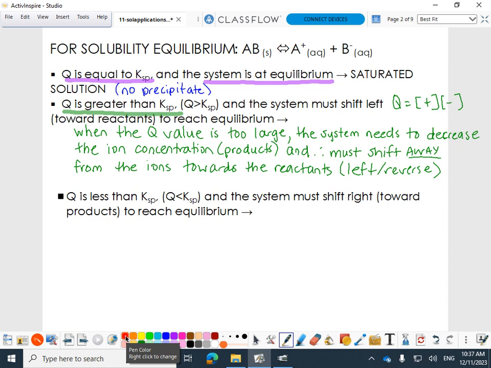Okay, so when the Q value is too large, the system needs to decrease the ion concentration, which are the products. So the shift must be away from the ions towards the reactants. We would have said that type of answer in the first section of equilibrium. Now we need to go one step further. If you're shifting to the left or reverse, then the reactant is always going to be the solid, and so you're going to get more solid formed or more precipitate formed.